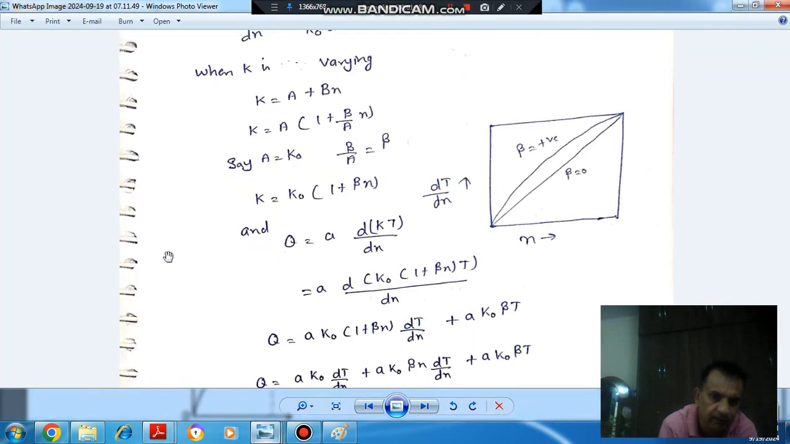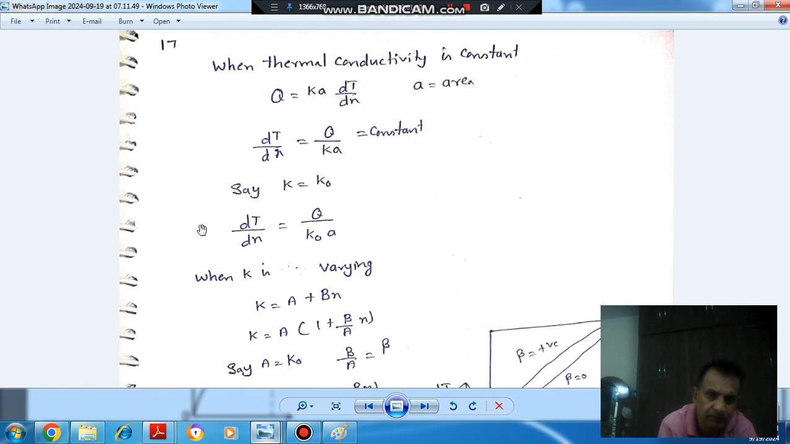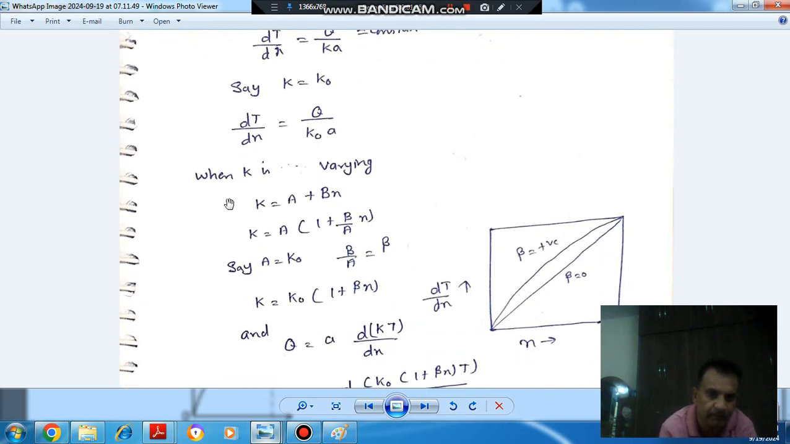So if we take the first condition, that thermal conductivity is constant, then the heat transfer is given by Q is equal to KA dT by dx, where A is area and dT by dx is the slope of temperature with respect to x. So dT by dx will be Q by KA, if K is constant, K naught.